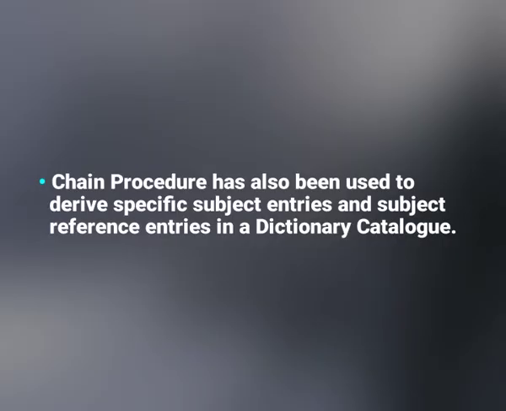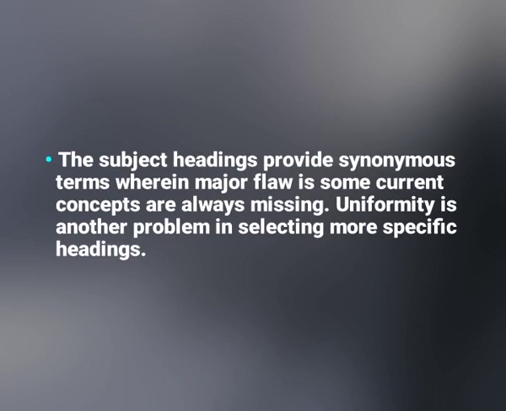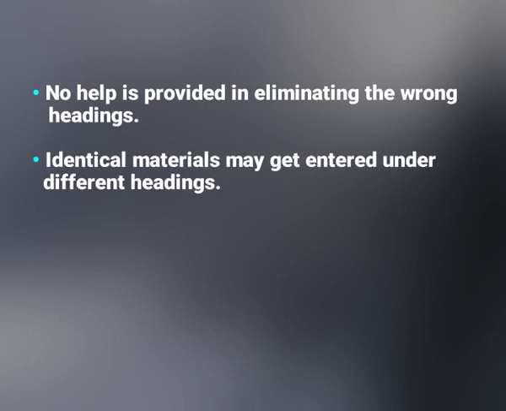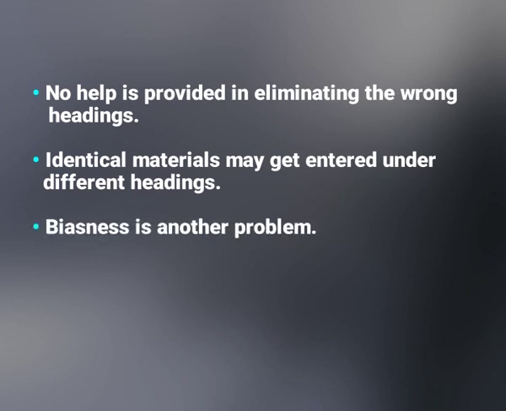Chain procedure has also been used to derive specific subject headings and the subject reference entry in a dictionary catalog. The subject heading provides synonyms terms wherein a major flaw is some current concept is always missing, that is one thing. Uniformity is another problem in selecting more specific heading. Apart from that, no help is provided in eliminating the wrong headings. Identical material may get entered under different heading, and the bias is another problem.